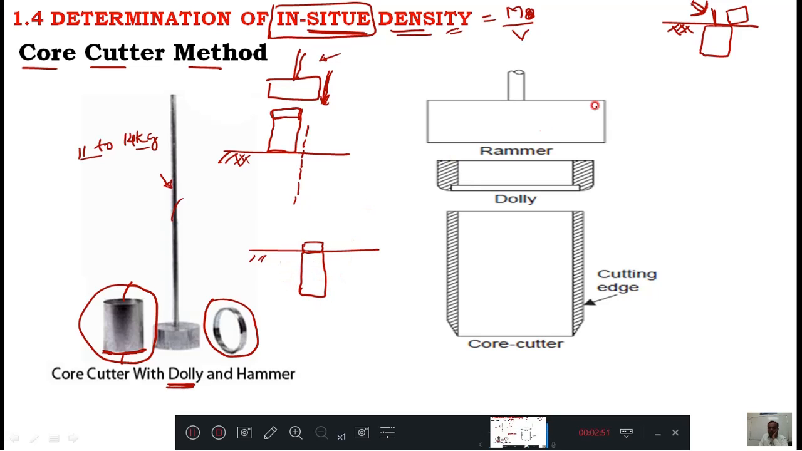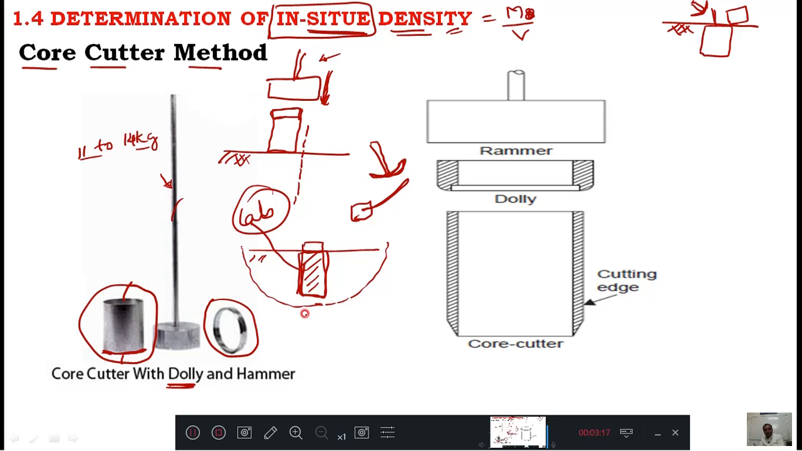After that, using a pickaxe and a shovel, you excavate the surrounding soil. Do not disturb this one. The soil inside is there as it is, and this you bring to the laboratory. See, I did not disturb the soil inside the cutter. That you bring to the laboratory.